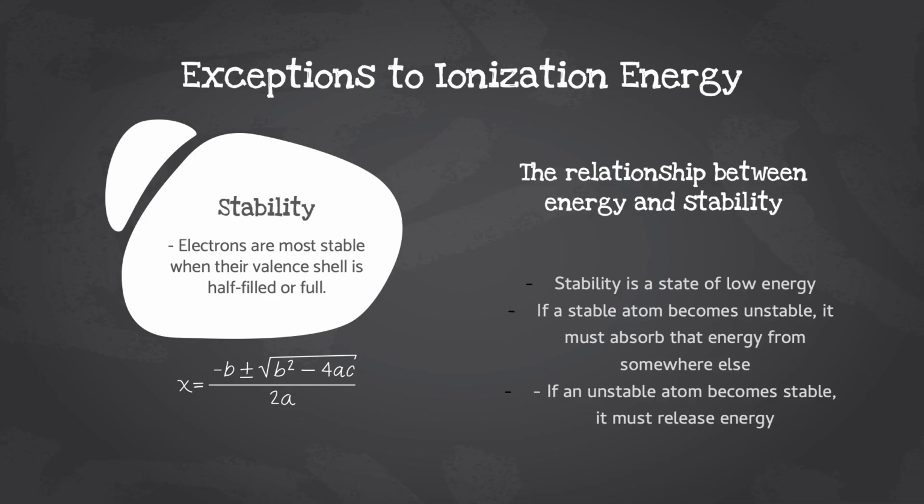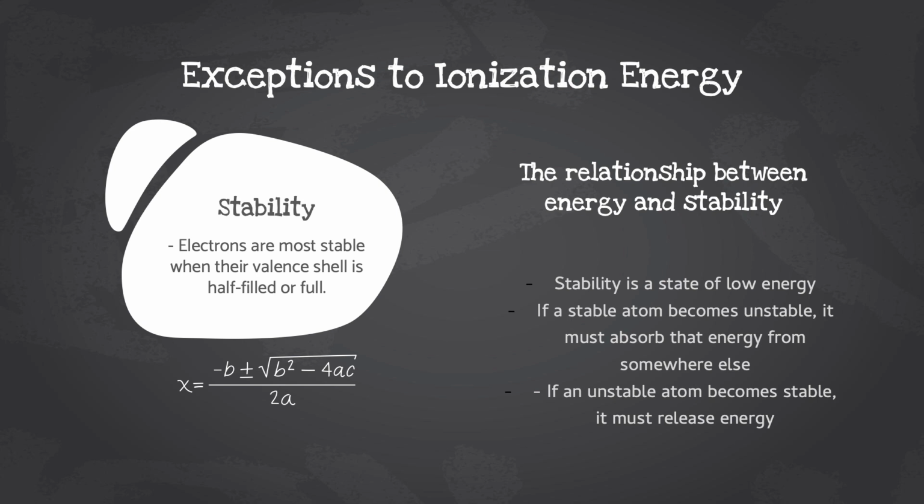One thing that must be understood is that atoms are always trying to be stable. Atoms are most stable when their valence shell is half filled or full completely. To understand the reason behind exceptions to the periodic ionization energy trend, it is important to understand the relationship between energy and stability. Stability is a low state of energy. For example, a ball at the top of a slide is less stable than a ball that is at the bottom of a slide. If it is on the bottom, it will just sit there and do nothing. If it's at the top, it could roll down.